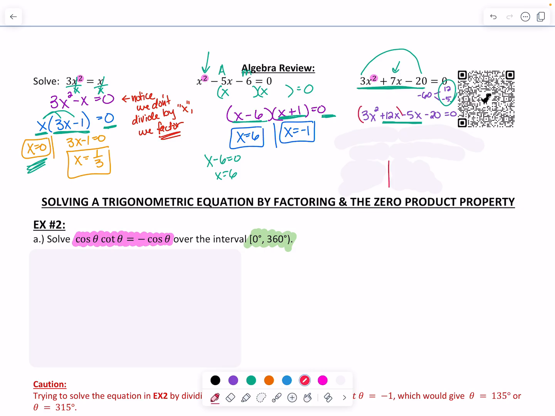I can group these first two terms, and I can group these second two terms. In the first group, we're then going to look for a GCF, a greatest common factor. It looks like in this group, I can factor out a 3 and an x. If I factor out a 3 and an x, that would leave me with an x plus 4. I'm going to do the same thing in that second group. I'm going to look to see what GCF I can take out of -5x minus 20.